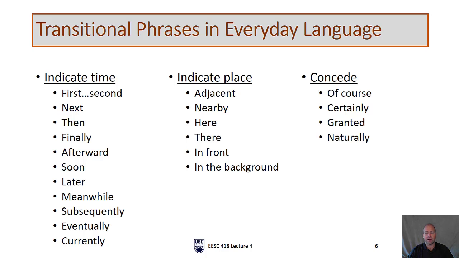This is not very common in technical language, although it does come into play sometimes. So we would start a sentence with, of course. In other words, certainly, granted, naturally. So certainly this could be the case. Naturally, we would expect this to happen. Again, these are fairly commonly used outside of technical language. So I'm going to focus on the ones that we've seen thus far. And with that, let's get into some detail.